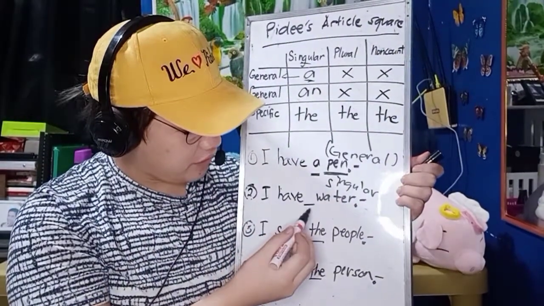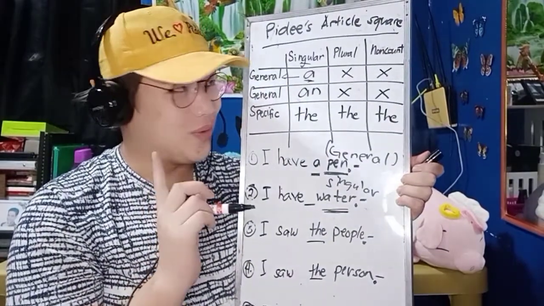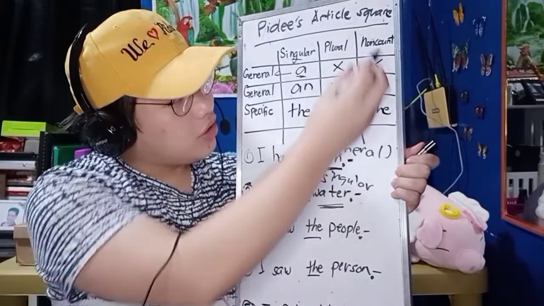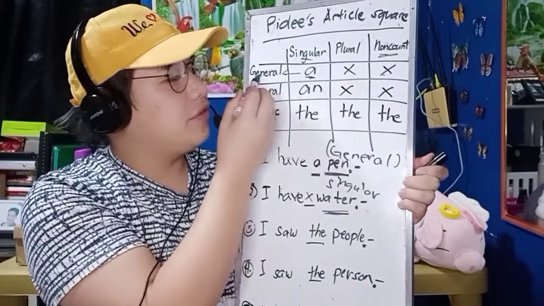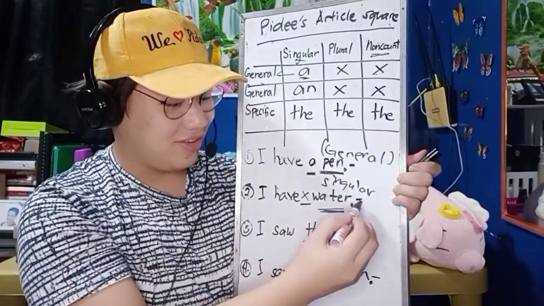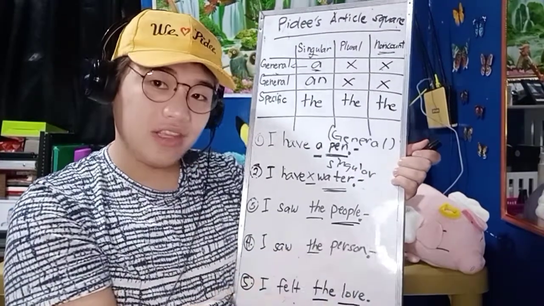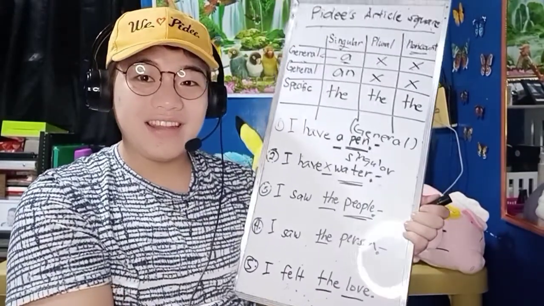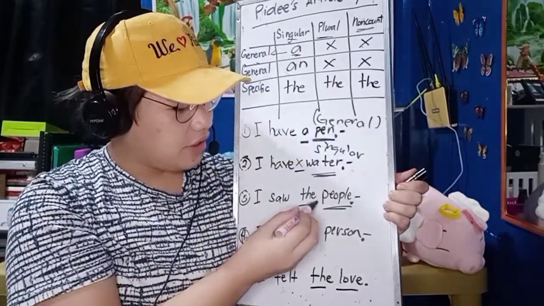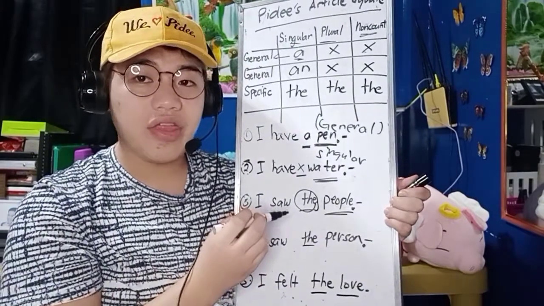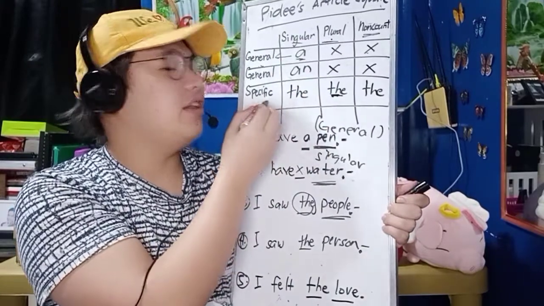Second, we have here water. Water again is non-count. So if it's non-count, let's go here. As you can see, there's no article, right? Therefore, the meaning of this is also general. Next one, I saw the people. So people is singular or plural? Yes, people is plural. So we go here, plural. As you can see, there's article the. So if there is an article the, is it specific or general? Plural and article the, the meaning is specific.